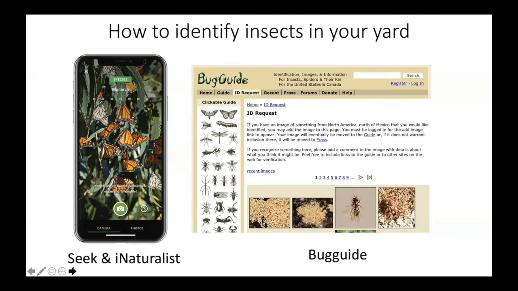And for both iNaturalist and this other website called BugGuide, you can post a picture of something you don't know what it is or you want an identification on it. And there are a lot of really great people who will post an ID for you, often within a few hours.